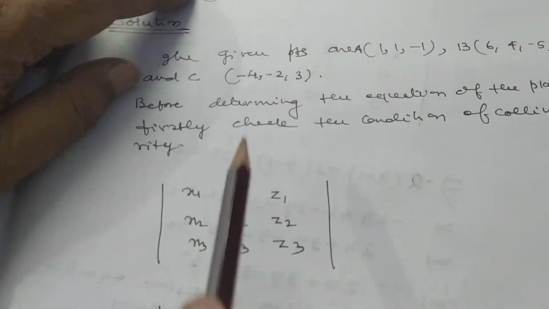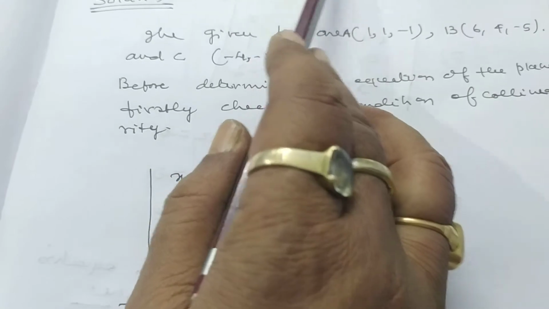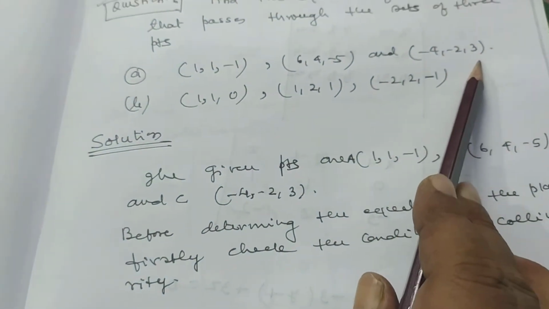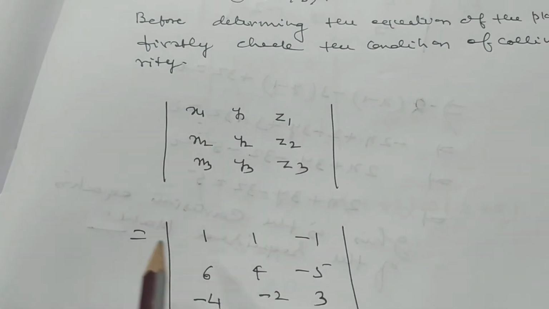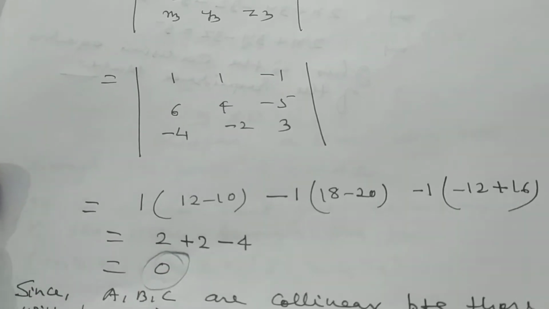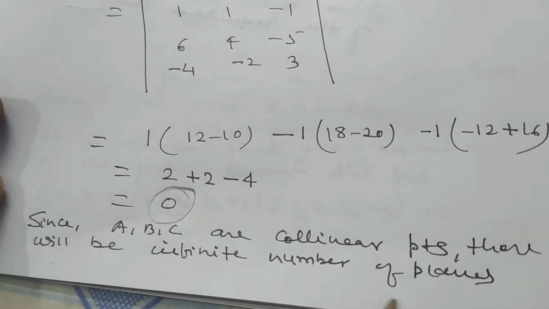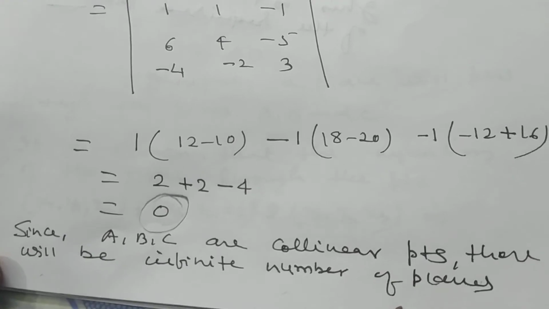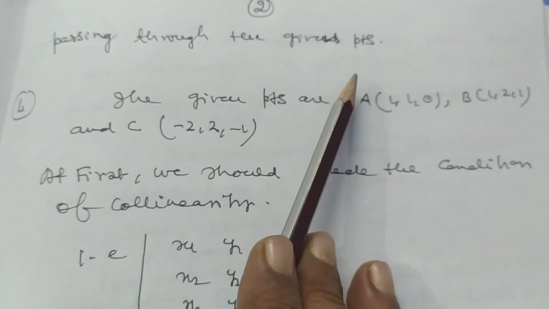Suppose this is x1, y1, z1, this is x2, y2, z2, and this is x3, y3, z3. You write the coordinates of these points in the form of a determinant, and by expanding it, if the value of the determinant is 0, then A, B, C are collinear points, and there will be an infinite number of planes passing through the given points.